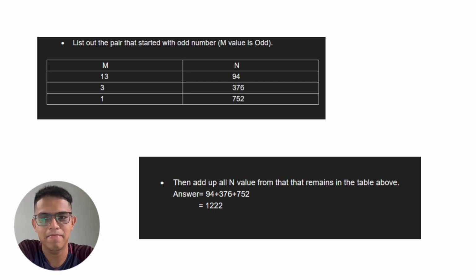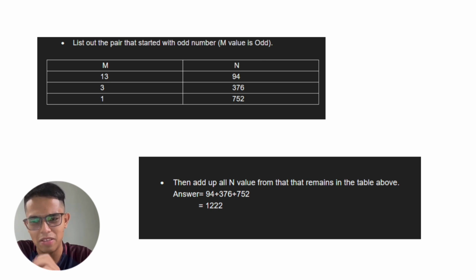After we have labeled all the pairs of values that start with either an even or odd number, we list out the pairs of values that start with an odd number. So we got 3 pairs of values here. First one we got 13 and 94, then 3 and 376, and 1 and 752.